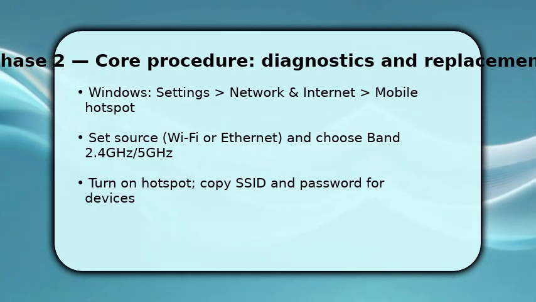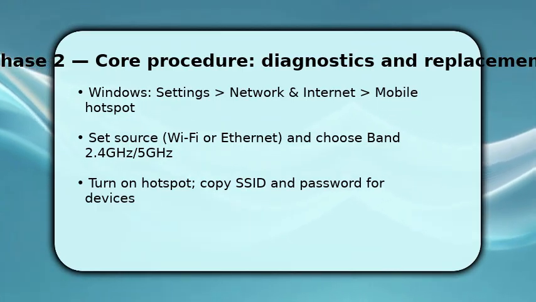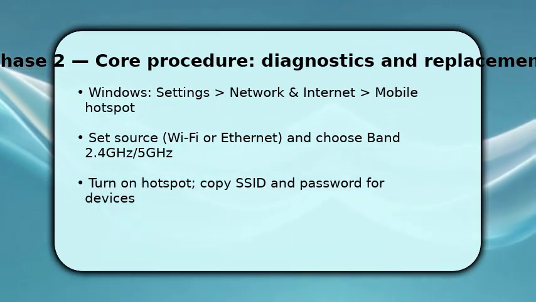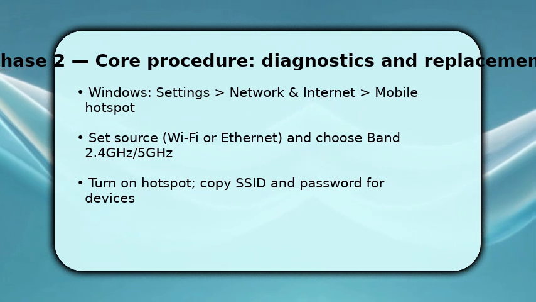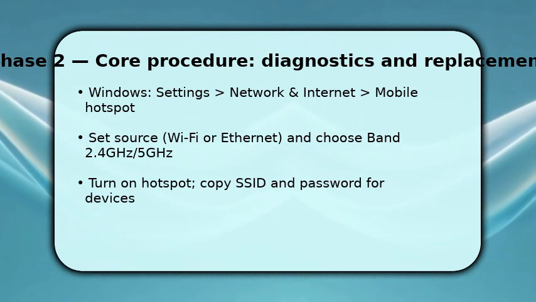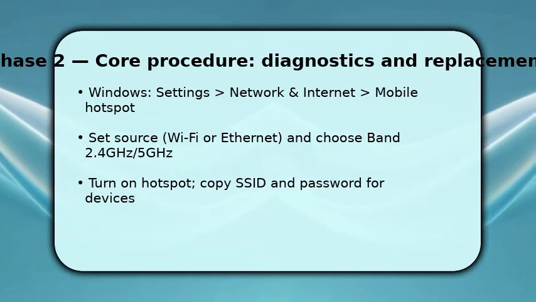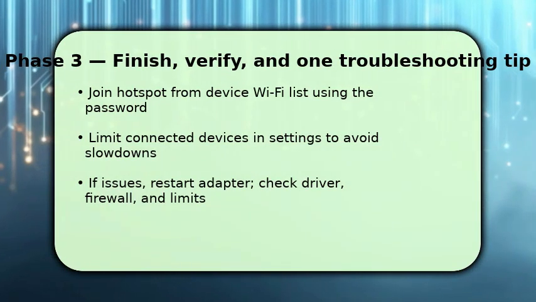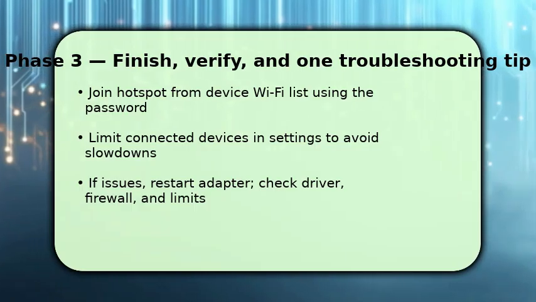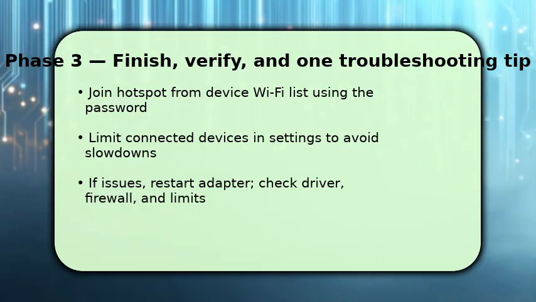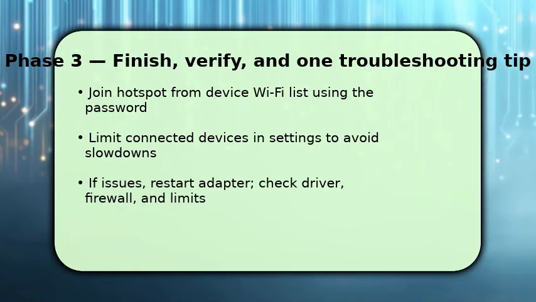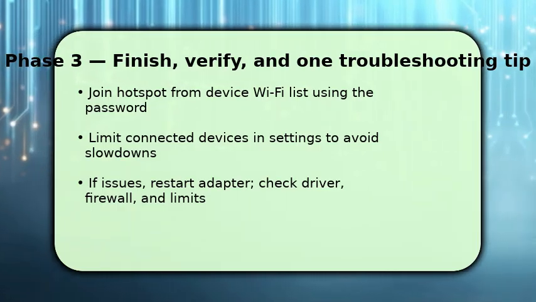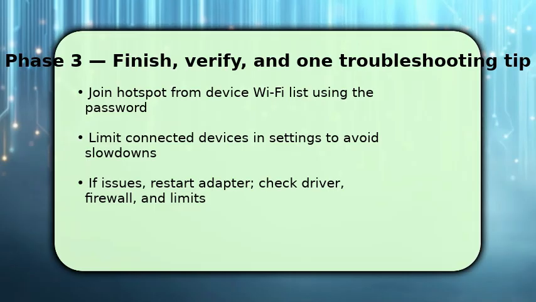Once enabled, check the hotspot name and credentials on screen and copy them to your phone or tablet. This ensures devices can find and join immediately without guesswork. Finally, connect client devices by selecting the hotspot SSID in their Wi-Fi list and entering the password you set. Monitor speed and limit simultaneous connections in hotspot settings to prevent congestion.